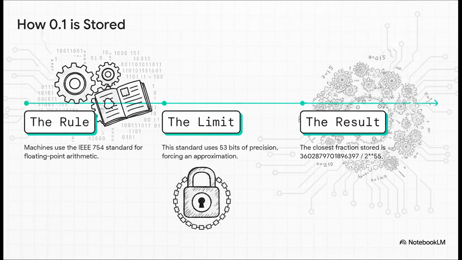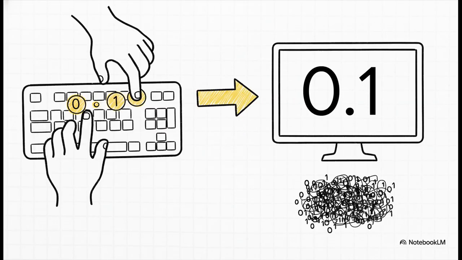Now, this isn't just random guesswork. There are rules for this. There's a global standard called IEEE 754 that basically tells every computer how to handle these approximations. For most numbers, this rulebook gives the computer 53 binary digits, or bits, to work with. And for our number, 0.1, the closest it can get within that 53-bit limit is that giant fraction you see there.